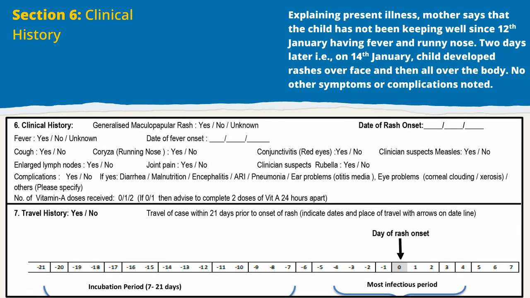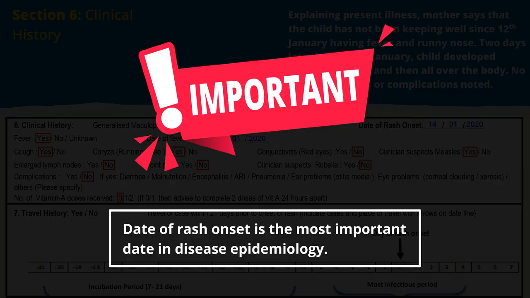Section 6. Encircle the clinical history for type of rash, fever, cough, coryza, conjunctivitis, enlarged lymph nodes, joint pain, and any complications. As per the case history, child had rash onset on 14th January and fever onset on 12th January. Always remember to mention the vitamin A doses received. Always remember that date of rash onset is the most important date in disease epidemiology and must be elicited correctly.